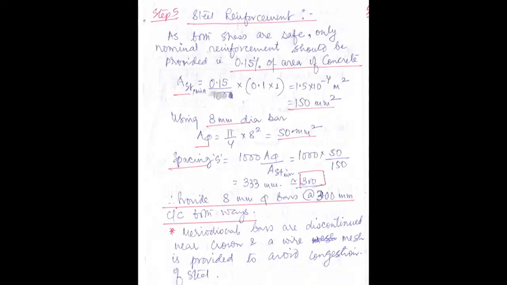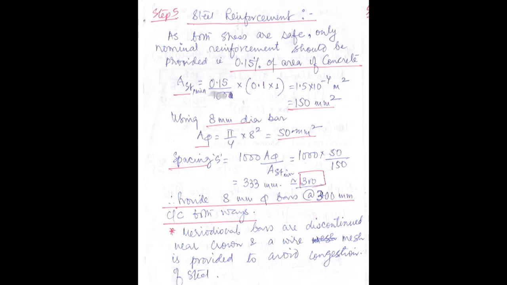Now step number 5, let us come to the reinforcement part. So first we have to design the steel reinforcement. See, as both the stresses are safe, only nominal reinforcement should be provided. What is the value? That value is 0.15% of the area of the concrete. Now that is called the AST min. That is the minimum reinforcement, or the nominal reinforcement.